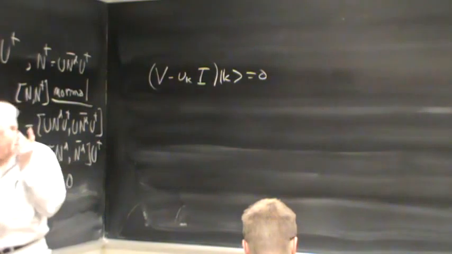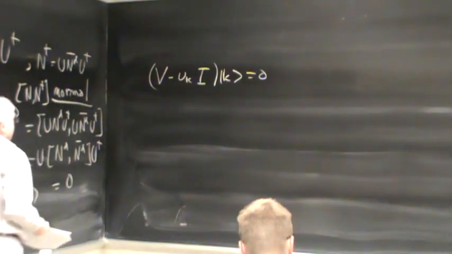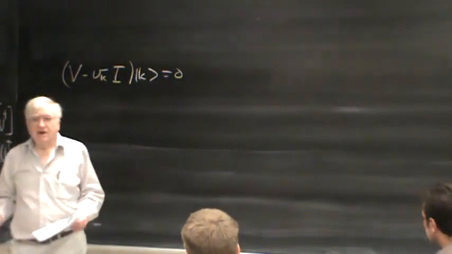Let's put it this way. V is an n by n normal matrix. Consequently, it has n eigenvectors with n eigenvalues, and as yet we don't know whether these eigenvectors are orthonormal or linearly independent.